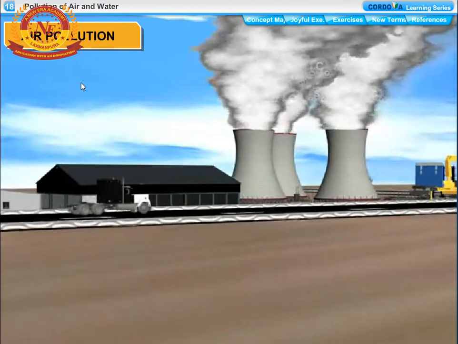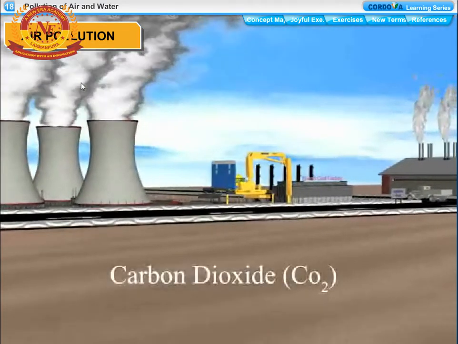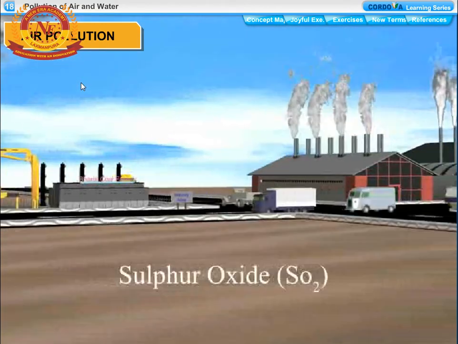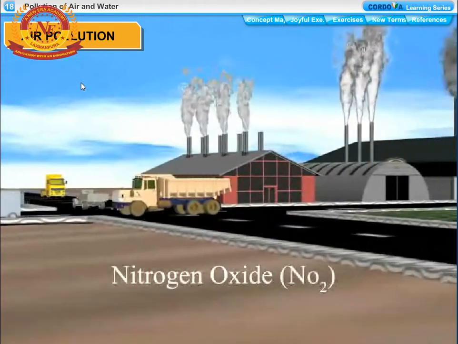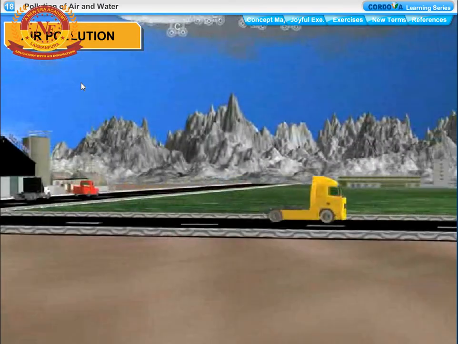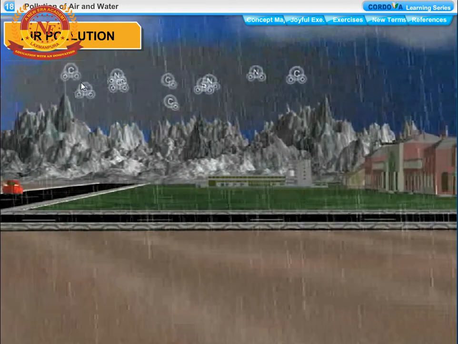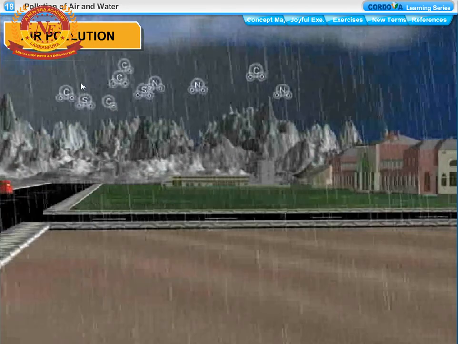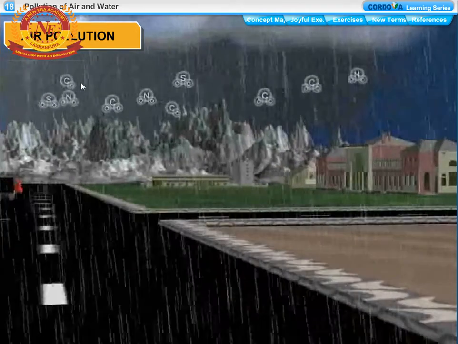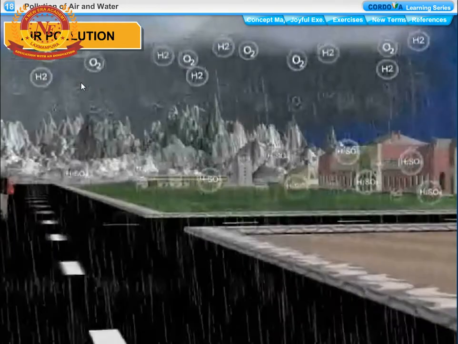Burning of fossil fuels like coal, petrol or diesel produces carbon dioxide, carbon monoxide, oxides of sulfur, oxides of nitrogen and unburnt hydrocarbons. All oxides escape into the atmosphere. The oxides of sulfur and oxides of nitrogen react with the water vapor present in the atmosphere to form sulfuric acid and nitric acid. Both these are strong acids.